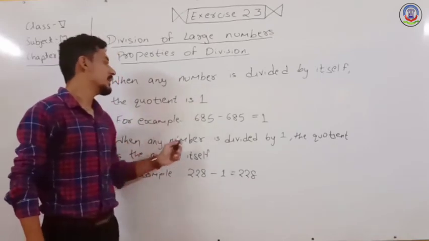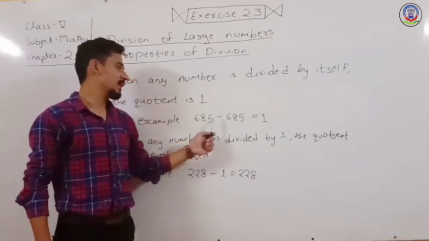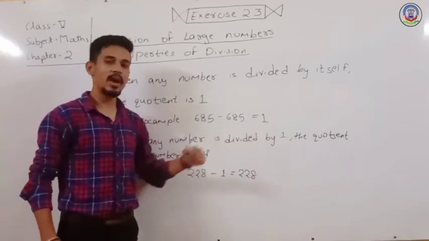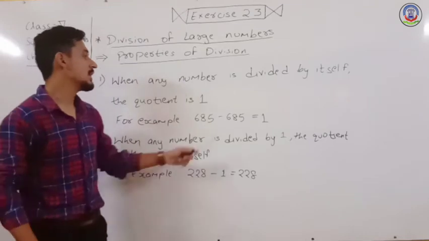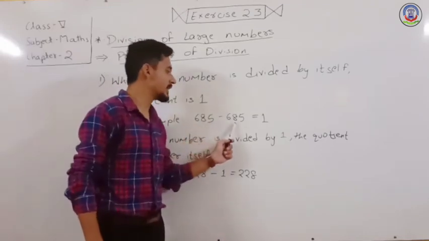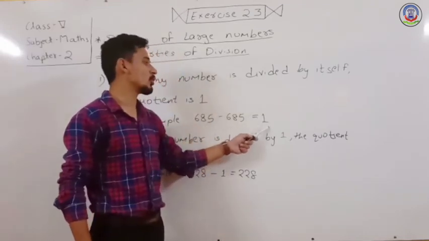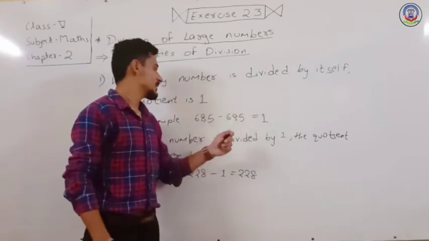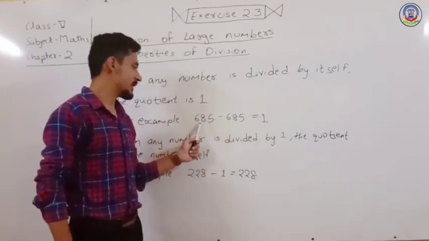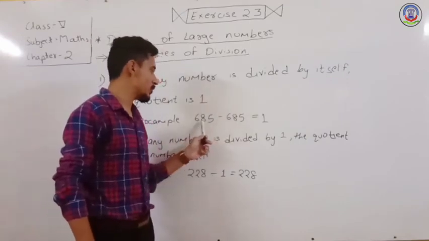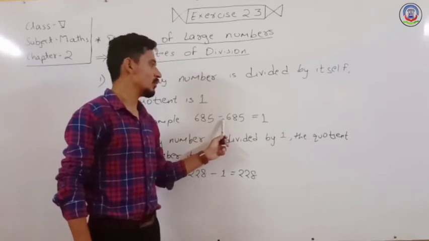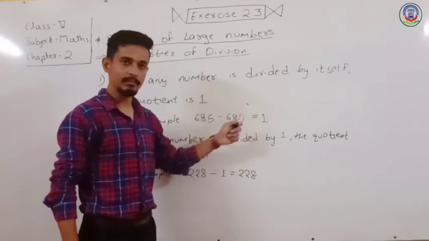एग्जाम्पल, 685 डिवाइडेड बाय 685 गिव्स 1. हम लोगों को क्या बताया गया है? जब 685 को डिवाइड करते हैं 685 से तो हम लोग का क्वोशिएंट क्या आता है? 1 आता है. So this is the 685 and this is also 685. So both the numbers are same and we divide it, so we get 1.